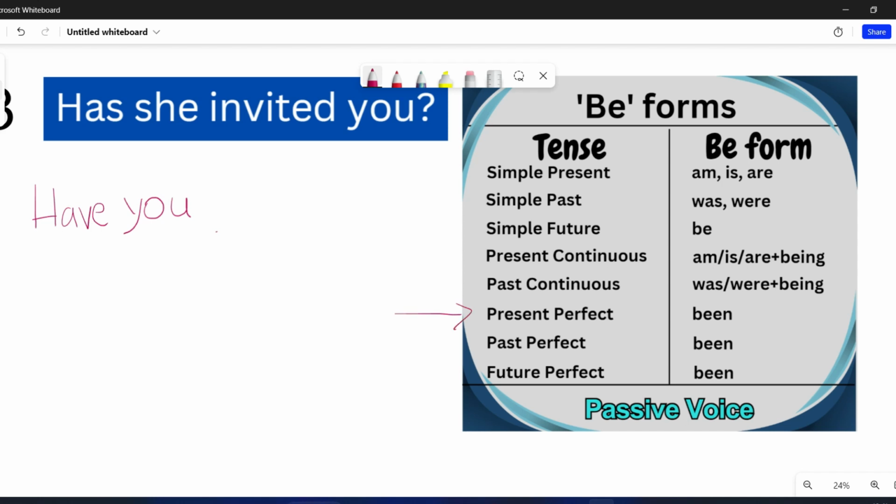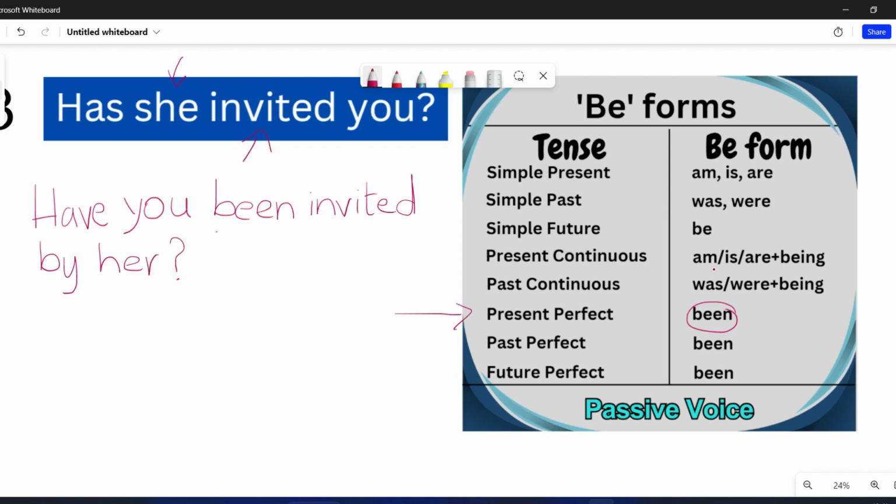Now, look at this one here. Present perfect tense. The be form is been. So we write that been here. Have you been? And in passive voice, we always have the third form. And in perfect tense, present perfect tense, we already have third form. So we just copy it here. So invited. Have you been invited by? And what about the next one? The subject, she becomes her. Have you been invited by her?